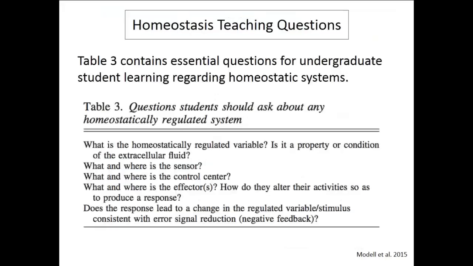And then we think we should ask the same questions in every system. What's the regulated variable in the system? Where's the sensor? What might be some effectors? Is there a control center? Is it always in the nervous system? That's a misconception I think we give them, and then it's very hard to displace. So if you're decorating the tree in every system and you ask the same questions, then hopefully you'll reinforce the fact that this is the same phenomenon.